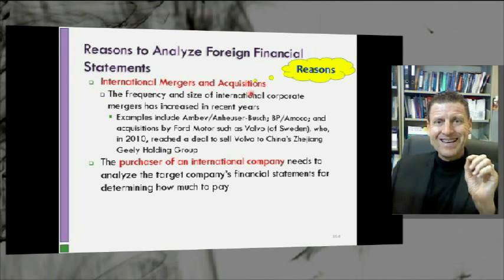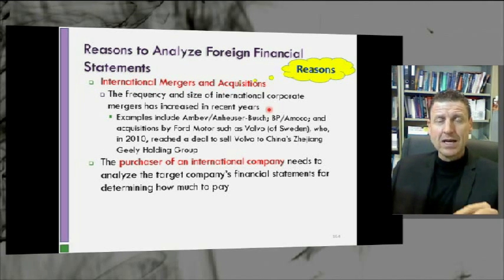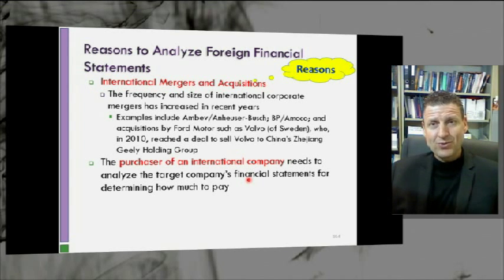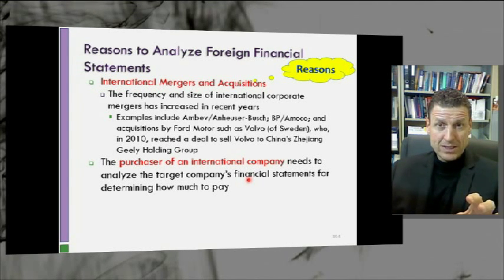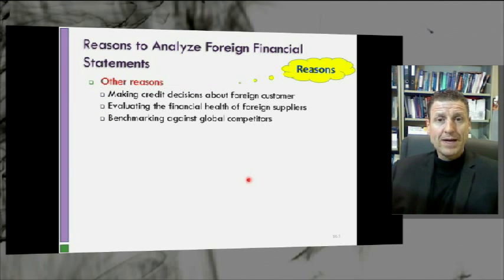Okay, all right. So the frequency and size of international commercial mergers has increased in recent years. There are so many of them these days compared to 10, 20 years ago. The purchaser of an international company needs to analyze a target company's financial statements for determining how much to pay. So there's a really key reason here that we need to understand the meaning behind a foreign financial statement in terms of standards vis-a-vis your own standards in your home country, so you can do a proper comparison.